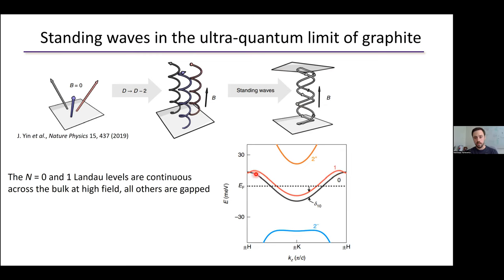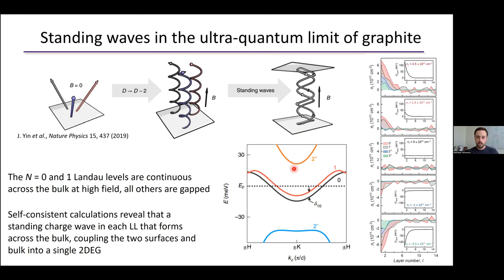And the critical thing is that for the two lowest Landau levels of graphite, there's a near degeneracy of these because they're effectively coming from Bernal bilayer building blocks. These are continuous across the entire bulk of the material. This is really physics coming from the fact that graphite is a semi-metal, whereas all higher Landau levels in the ultra quantum limit are gapped in the bulk.